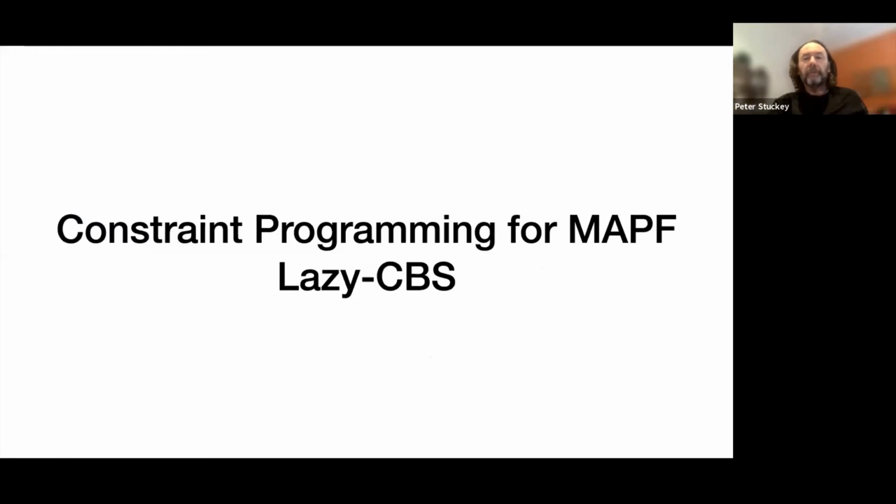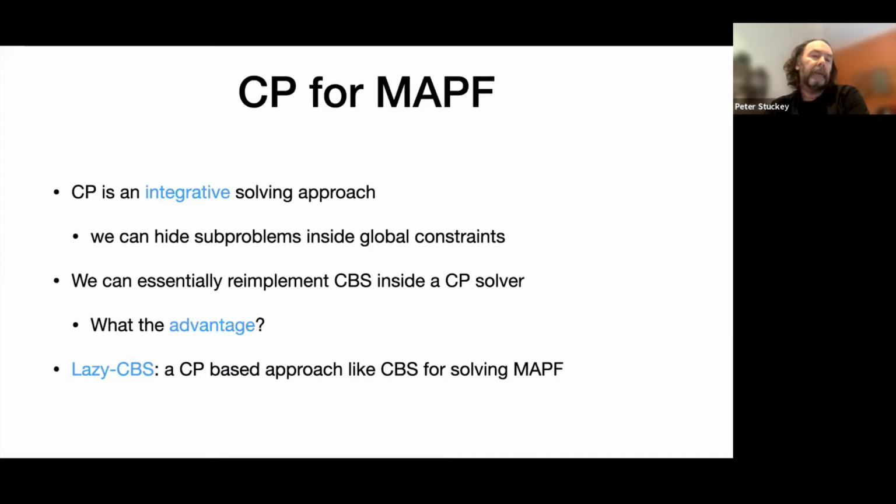All right, so let's look at a different approach. So let's look at a constraint programming approach for tackling MAPF called lazy CBS. And Graham Gaines is the principal implementer of this, or the innovator, I guess, who thought of this idea. So the thing is, CP is an integrative solving approach, right? So we can hide subproblems inside global constraints. So what we're going to do is essentially re-implement CBS inside a CP solver. And then you're going to say, well, what's the advantage? Well, the advantage is we'll be able to use no-good learning, and we'll see how that'll make a big difference.